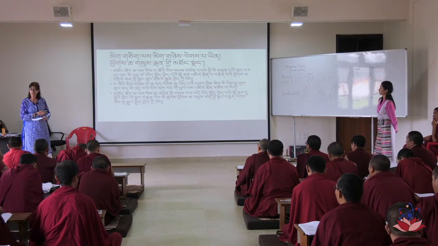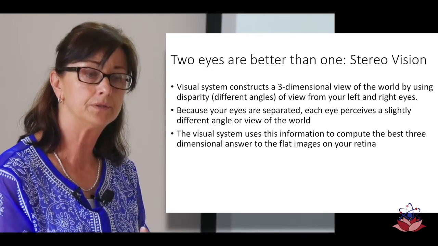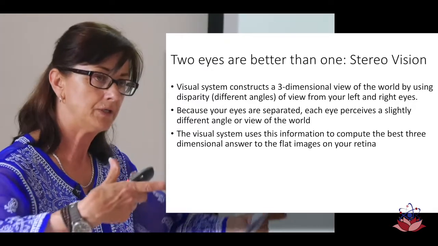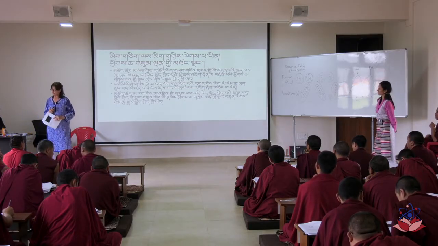So as we just demonstrated with your thumb, the visual system constructs a three-dimensional view of the world by using the disparity or angles of view from your left and your right eyes.